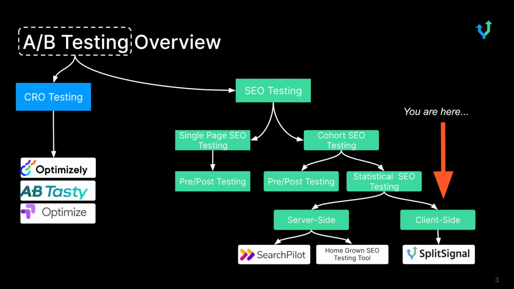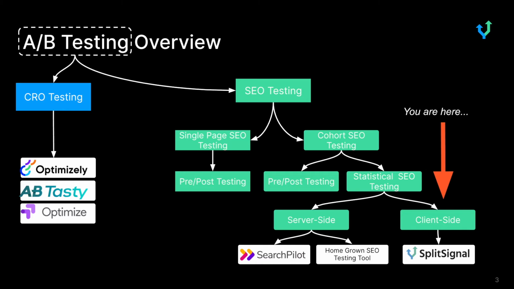When people say A/B testing, they can mean a lot of different things. Historically, A/B testing is referred to when talking about CRO-based testing, or testing for the user experience. We're not going to talk about this today because there's already a lot of great tools out there which help with user experience-based testing. Optimizely, A/B Tasty, and Google Optimize, to name a few.